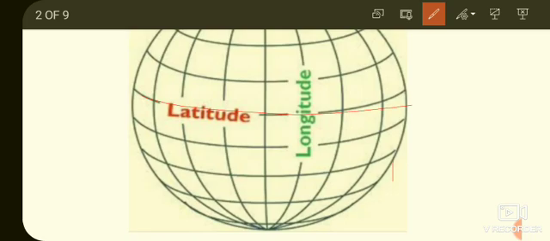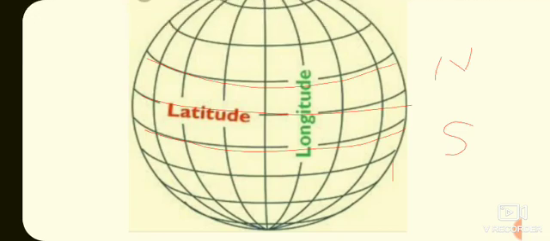The equator, one of the latitudes, divides the earth into two equal halves. The upper half is known as the northern hemisphere and the lower half is known as the southern hemisphere. A latitudinal line in the northern hemisphere is indicated by the letter N. A latitudinal line in the southern hemisphere is indicated by the letter S, which means south. In this manner we can know the north and south position of any place.